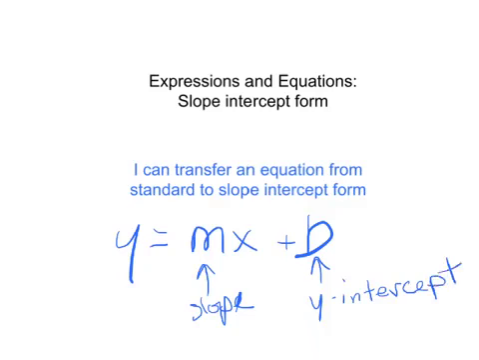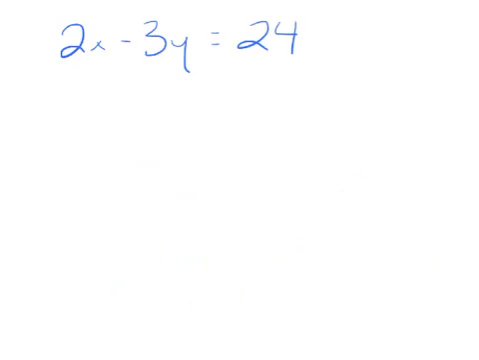Both very important. And when you have two variables, such as the amazing y and the awesome x, you are going to be able to figure out any situation, but you have to be able to transfer it from standard to slope-intercept form. Let's take a look at some standard forms using two variables. We have 2x minus 3y equals 24. Now we want to get it finally back to this.